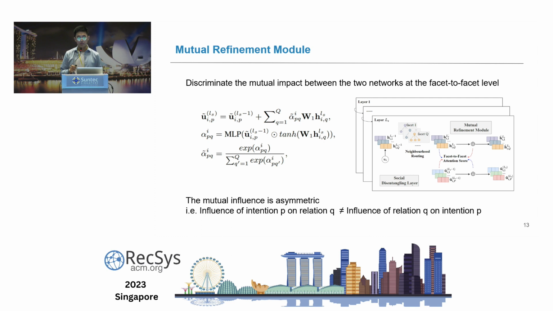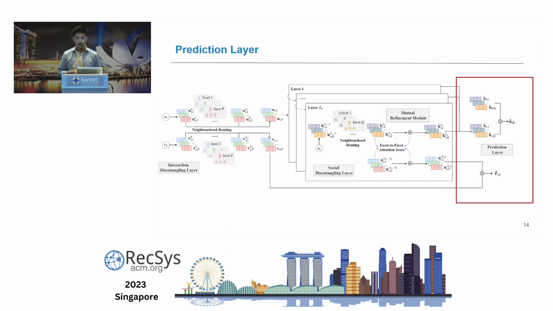For the other direction, which is to use the item embedding to refine the social embedding, it follows the same design, except that the mutual influence is actually asymmetric, which means that the influence of intention P on relation Q does not equal the influence of relation Q on intention P. So we use another set of parameters for the other direction of refinement.